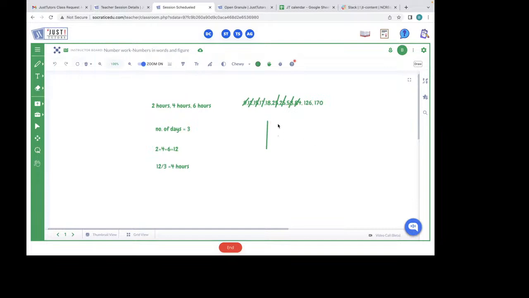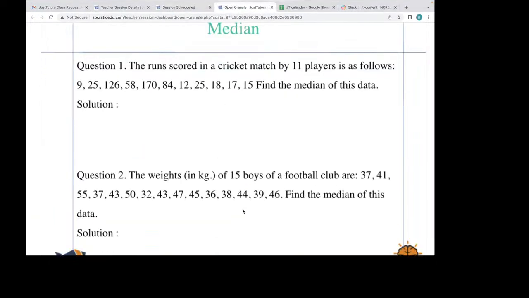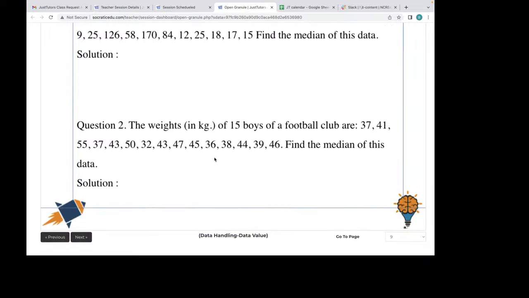The middle one is going to be 18. Okay, so 18 is our median. Okay, the median is 18. All right, the median to the first one is 18.